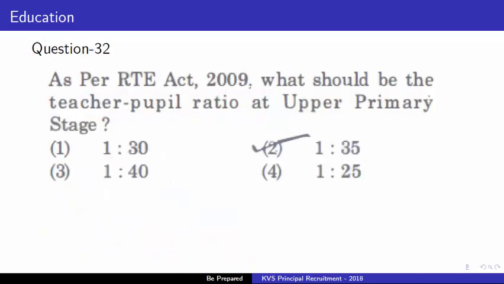Next question, as per RTE Act 2009, what should be the teacher pupil ratio at upper primary stage? Given options are number 1, 1:30, second option is 1:35, third option is 1:40, and the last option is 1:25. Correct answer is option first, that is as per RTE Act 2009, the teacher pupil ratio should be 1:30.